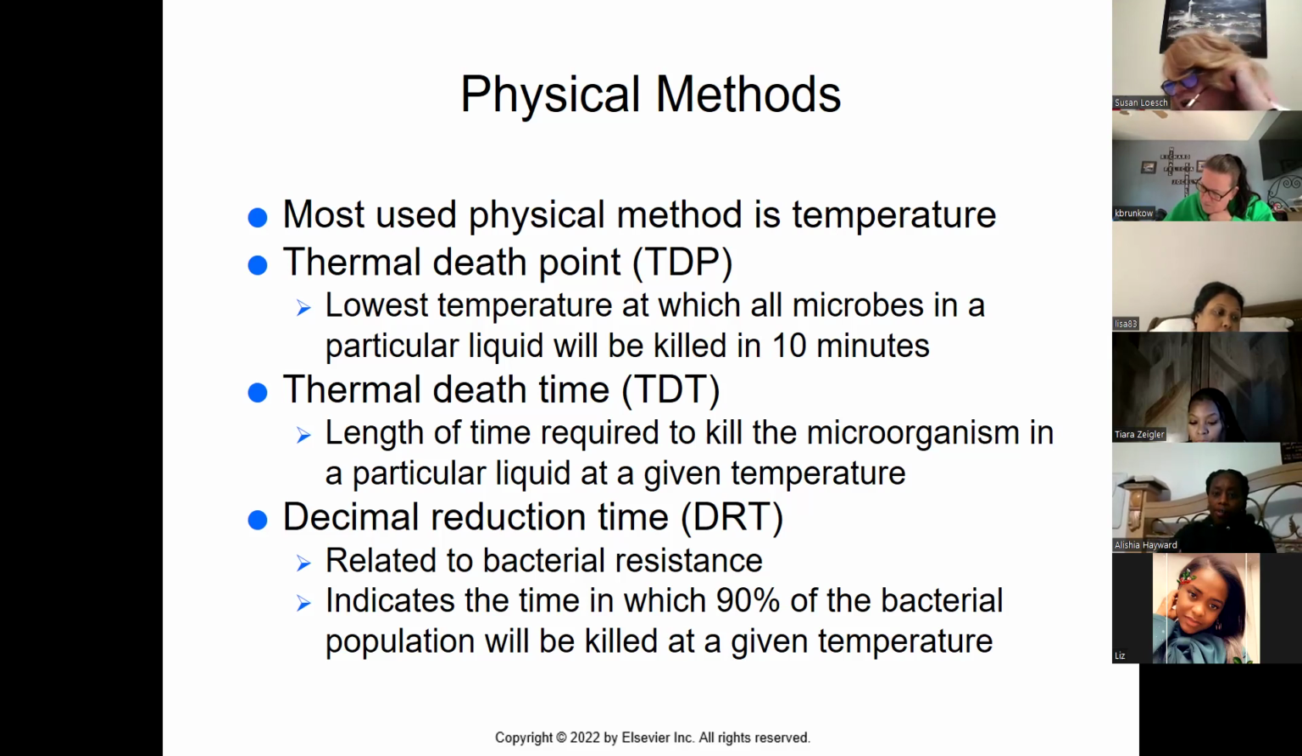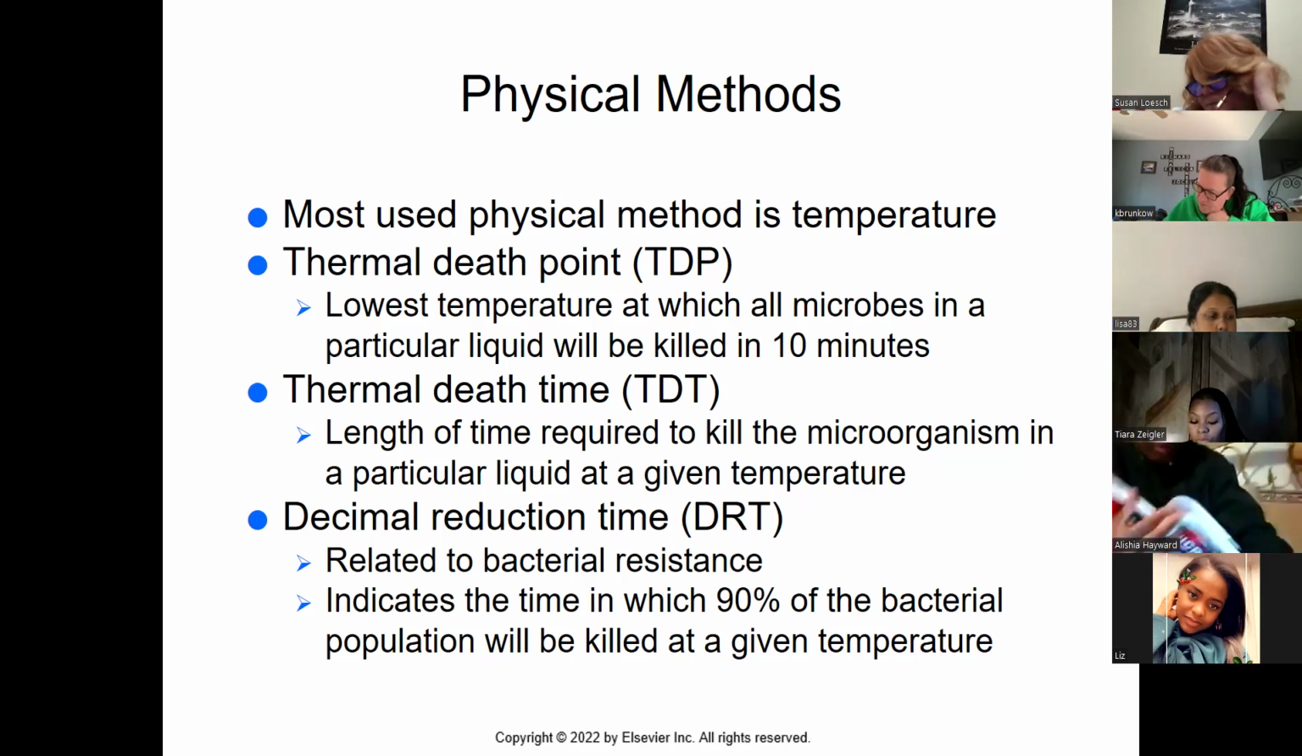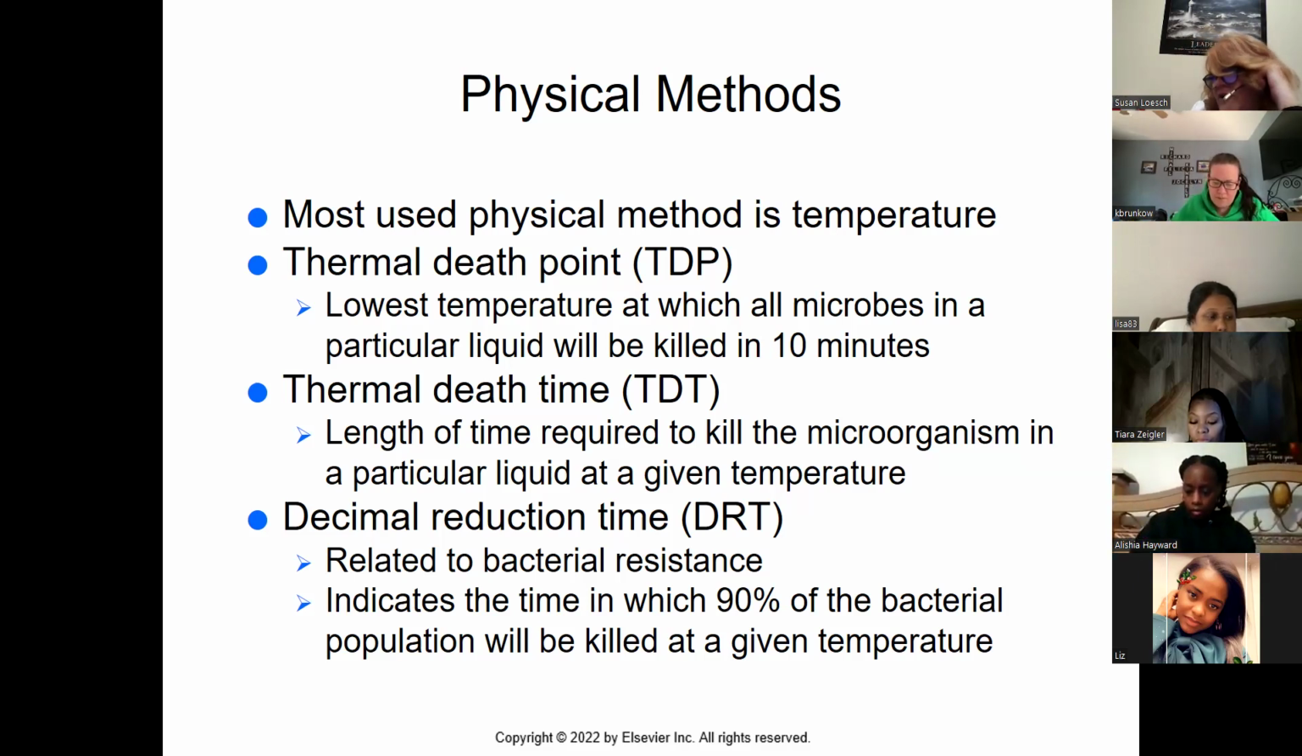Now, for moist heat, you're going to need specialized equipment, right? But it's much more effective in killing or controlling the microbes. We can use it at a lower temperature for a shorter period of time than dry heat, and come out with the same outcome. The moist heat is going to control the growth, and we can apply it with steam, flowing heat, boiling water, pasteurization, and ultra high temperature sterilization.